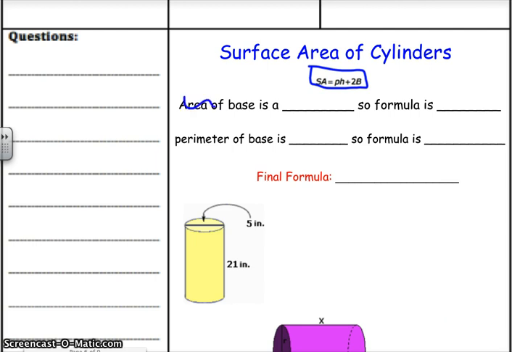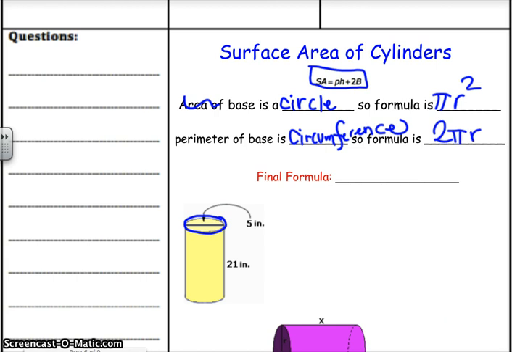So let's really think about a cylinder. What is the base? What kind of shape? Circle. So what is the area of a circle? Pi times radius squared. Yep, pi r squared. That's what I know. I'm just slowly working like, okay, what do I know here? Perimeter of the base, if we're looking at a cylinder, well, what's going around a circle? What's that called? Circumference. Yep, so the perimeter of the base is circumference. What's the formula for circumference? Pi times the diameter, 2 pi r. Yep.